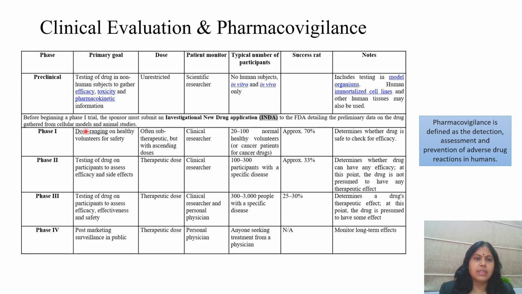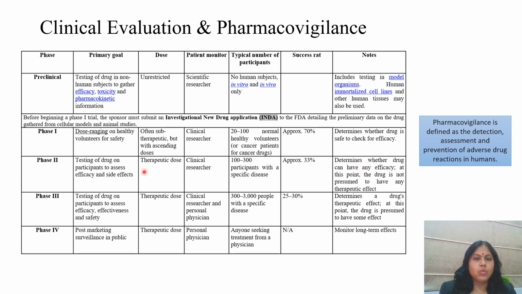Then the clinical trials are approved, and these clinical trials have 4 phases: phase 1, phase 2, phase 3 and phase 4. These phases depend upon the number of human beings used, the success rates, and the type of results expected from them. Phase 1 uses healthy volunteers, and it determines whether the drug is safe or not for further checking of the efficacy.